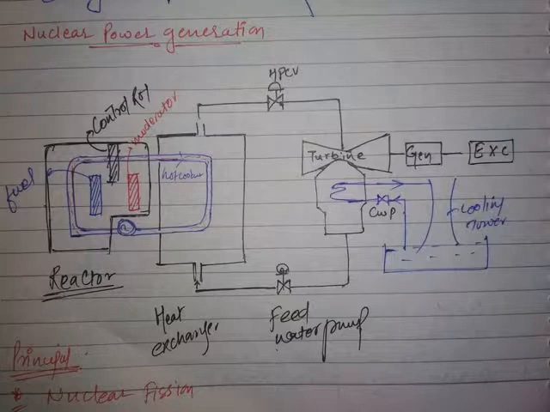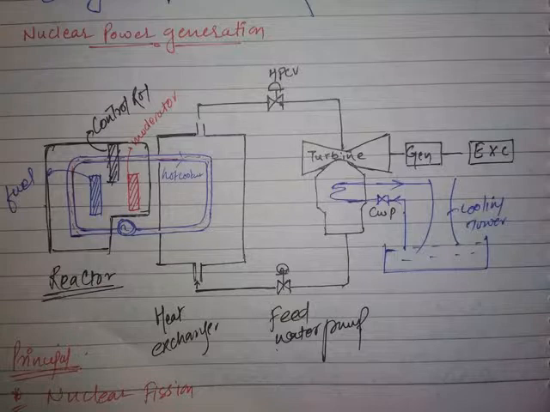Suppose 1 kg of uranium is burned, how much heat is produced? To produce the same amount of heat, this many kgs of coal have to be burned. What are the main advantages? Transportation is very cheap. A very large amount of heat is produced, with large pressures and everything. There you can admit the steam to the turbine and run it at greater speed.